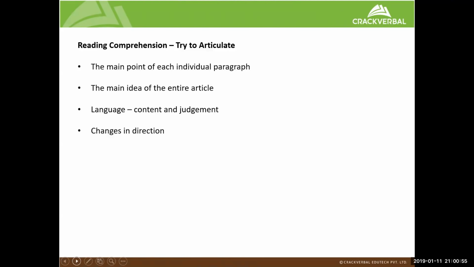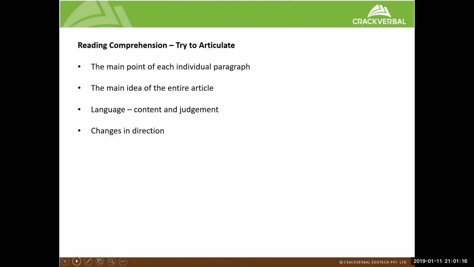Figure out what is the main point that the author is discussing in each of the paragraphs, and after you do that, figure out what the main idea of the entire article is. Because one question type that you're always going to get on reading comprehension is, what is the main purpose, what is the primary idea, and all of that. So this will help you figure that out.